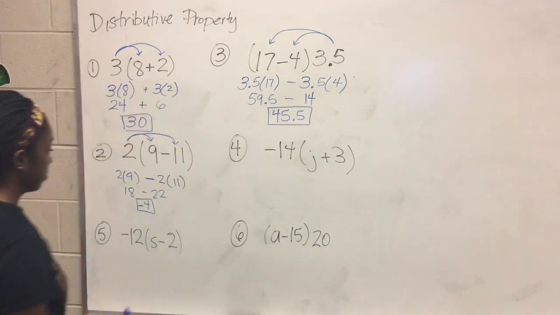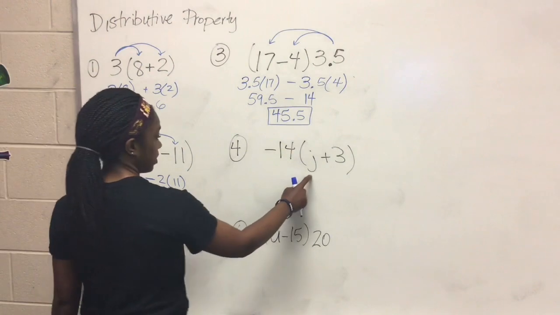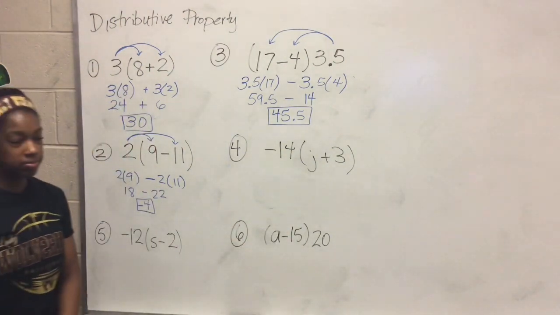Boom. Okay. So next we have something different. We have negative 14 times j plus 3. Now if you notice something different, it's the variable. So ask yourself, what is a variable?